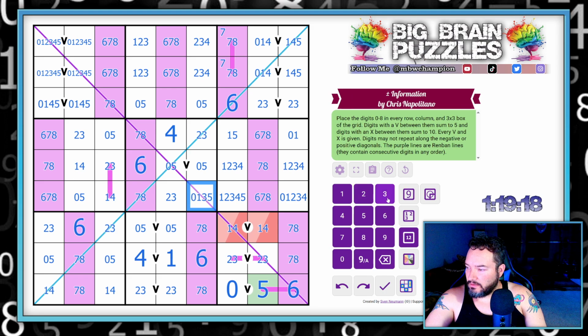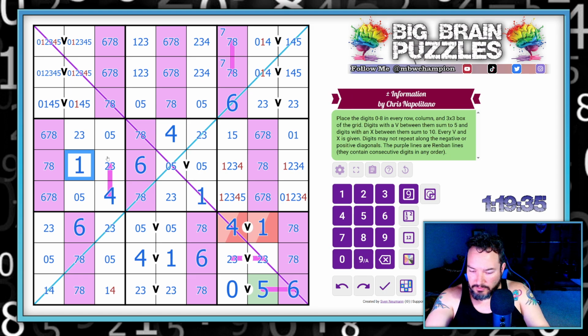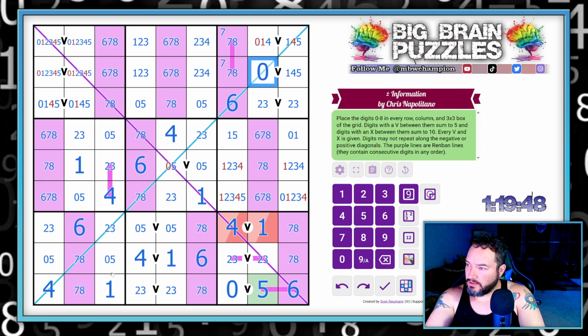Very nice. This is our 1. 1 is on this diagonal, so this is our 1, 4. I'm gonna just fill in a couple things before I start cleaning some of the bookmarks. 1, 4. 4 goes all the way up here. 0, 5. This is our 1, 4.